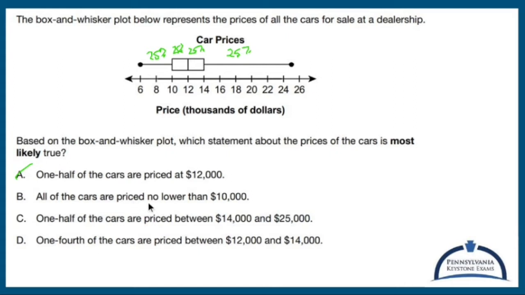All the cars are priced no lower than $10,000. Well, that's not true at all because the lowest priced car is $6,000. So that doesn't make sense. 1/2 of the cars are priced between $14,000 and $25,000. $14,000 is here, $25,000 is here, but 25% of the cars are priced between that, not 1/2. So this one's got to be true. 1/4 of the cars are priced between $12,000 and $14,000. Here's 12, here's 14. That makes 25%. D is the answer. Box and whisker plots.